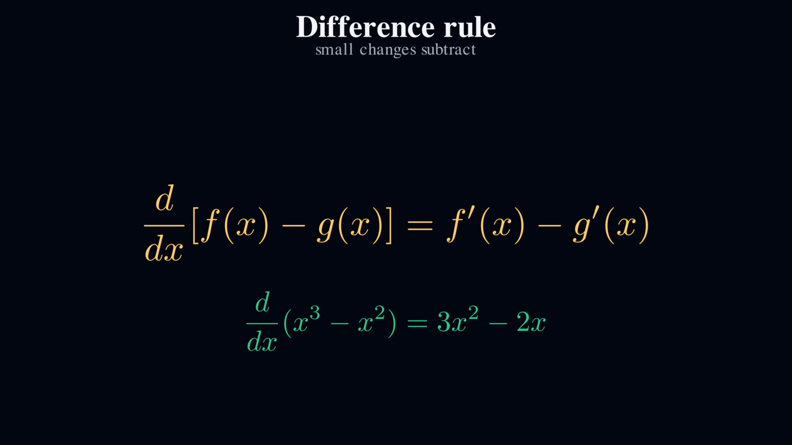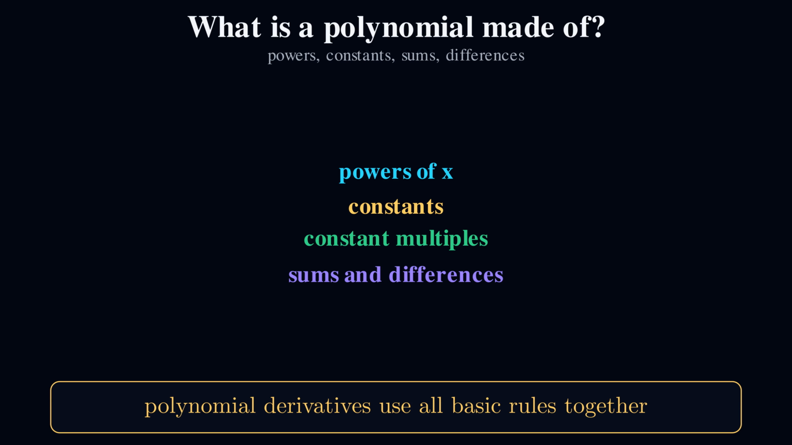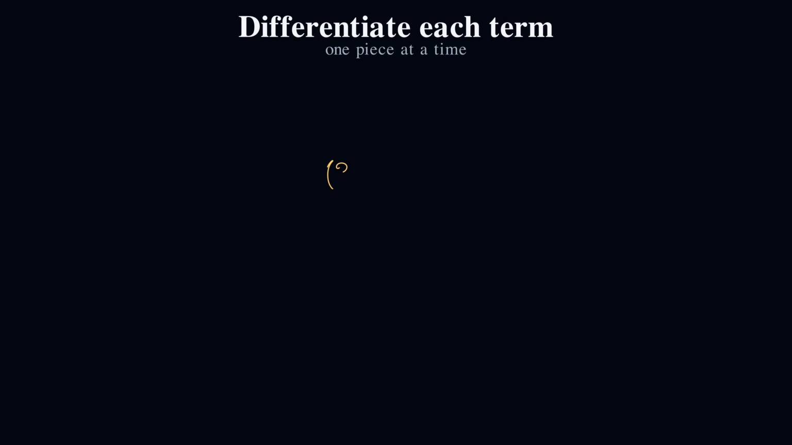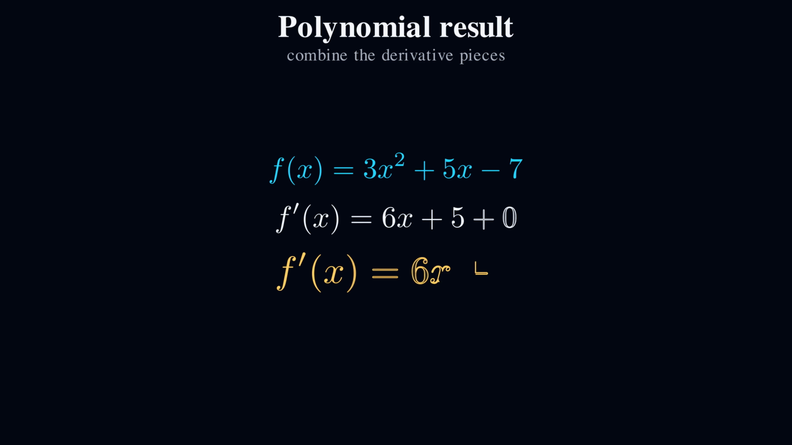A polynomial is built from powers of x, constants, multiples, sums, and differences. So now all the basic rules begin to work together. Take f of x equals 3x squared plus 5x minus 7. We will not jump to the answer. We will separate the expression into 3 pieces. The derivative of 3x squared is 6x. The derivative of 5x is 5. The derivative of negative 7 is 0. Now combine the pieces. The derivative of 3x squared plus 5x minus 7 is 6x plus 5.